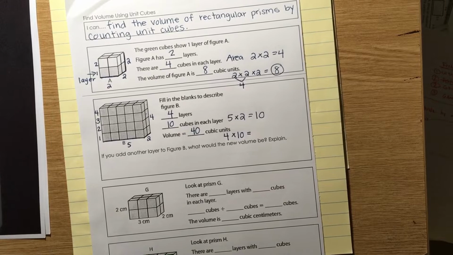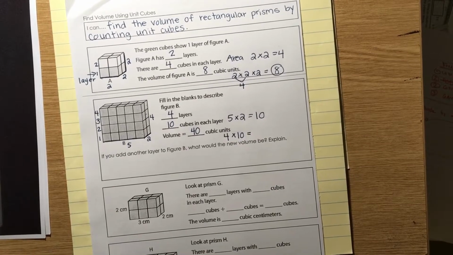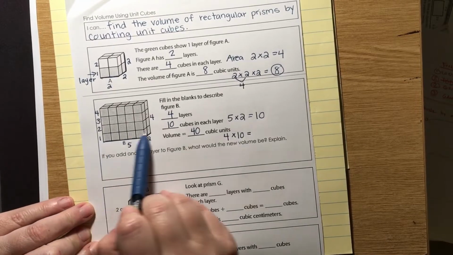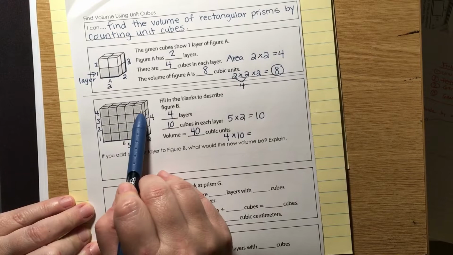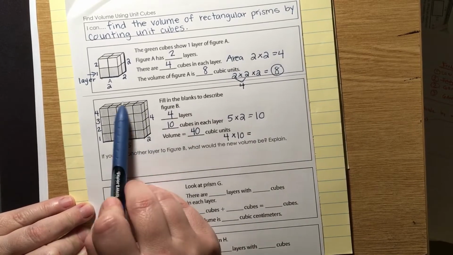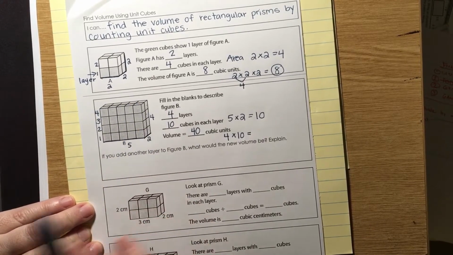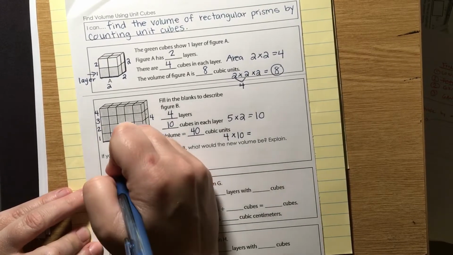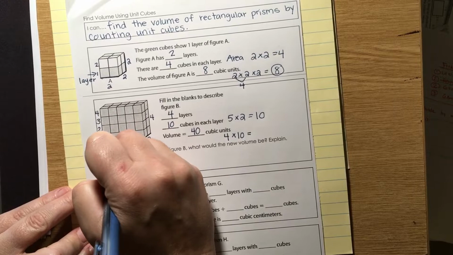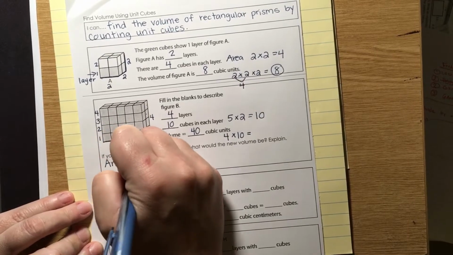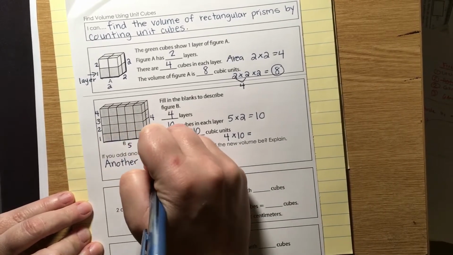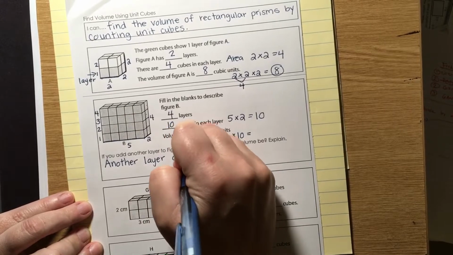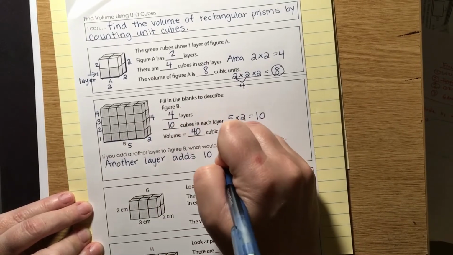If you add another layer to figure B, what would the new volume be? Explain. So currently right now we have 4 layers of 10. So if we added an additional layer up here, that would give us 5 layers of 10. So a way to put that into words is another layer adds 10 more unit cubes.